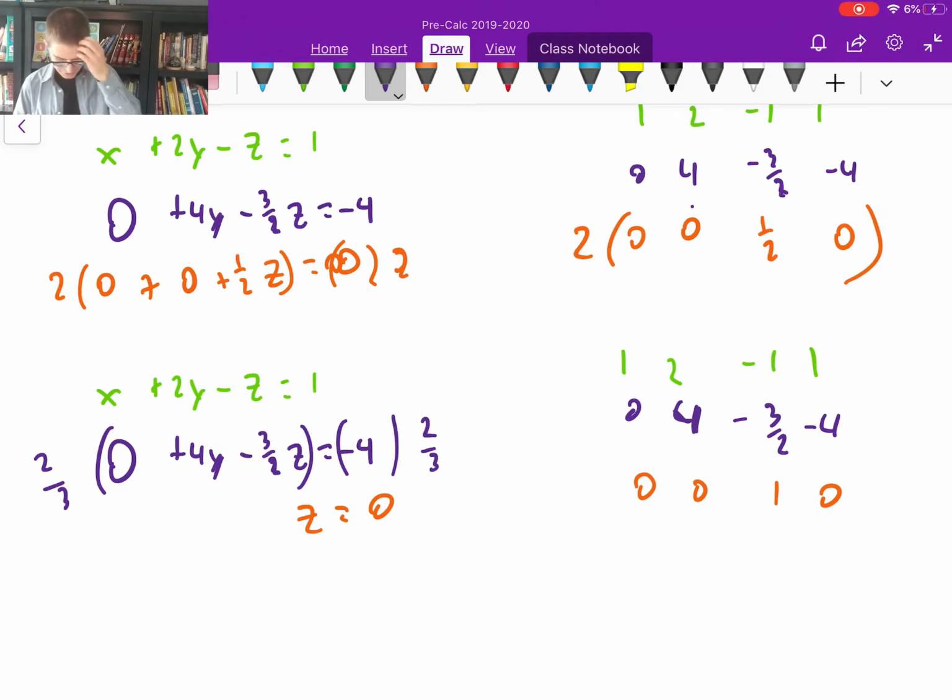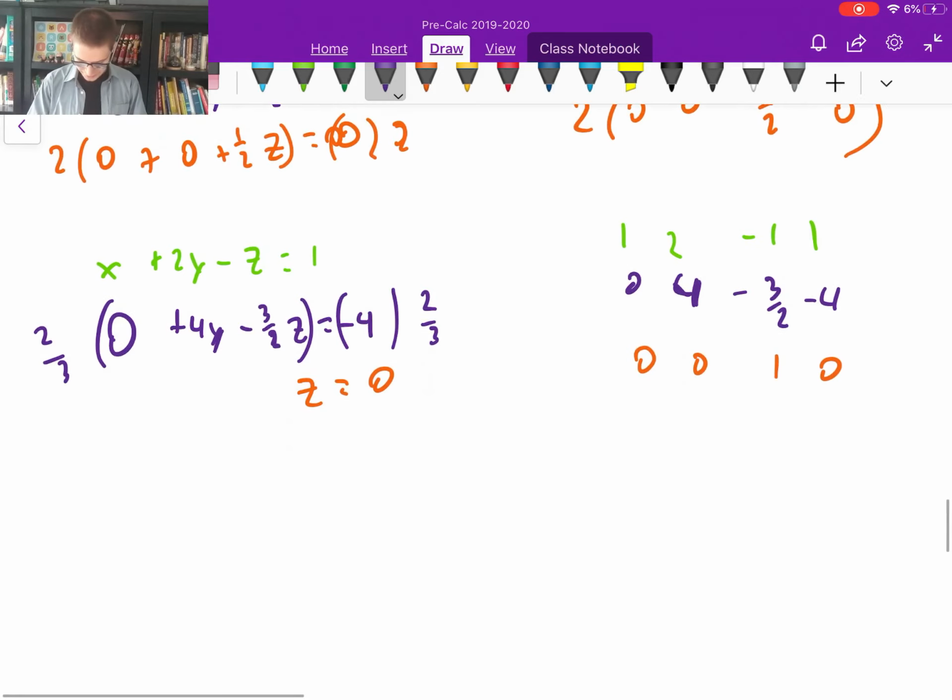But it's kind of like an inverse elimination. So instead of eliminating a variable beneath, I'm going to eliminate a variable above. That's confusing words. I'll try not to use that again.